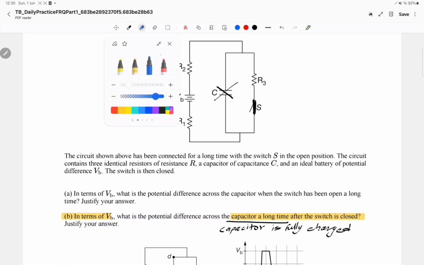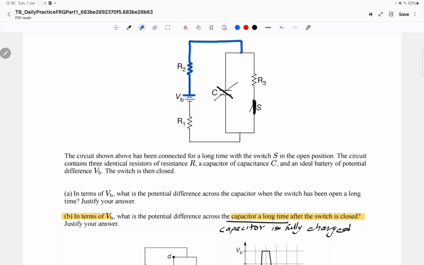Now what's going to happen is the following. The current is going to leave the battery. It's going to go through R2. Then it's going to proceed. It cannot go through the capacitor branch. It has to go through the R3. Then it's going to come back. It's going to go through the R1. And it's going to land back in the battery. And so basically, all the resistors get current. Okay, they all get current.